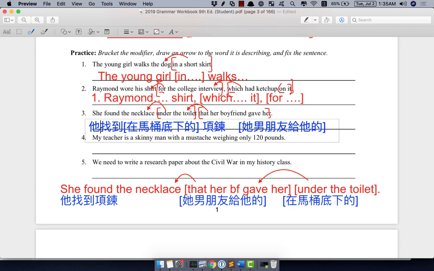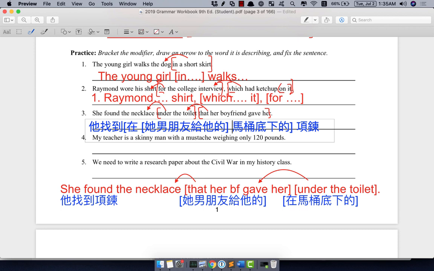That should be the girl 她, but that's fine. And then here, that her boyfriend gave her. So that describes what? Describes the toilet. So where do you put this phrase in the Chinese sentence? Since that describes toilet, then you put that in front of toilet 马桶. So 她找到在她男朋友给她的马桶底下的项链. This is a correct translation of the original sentence, but the meaning is incorrect because 她男朋友应该没有给她的马桶. So that's wrong.